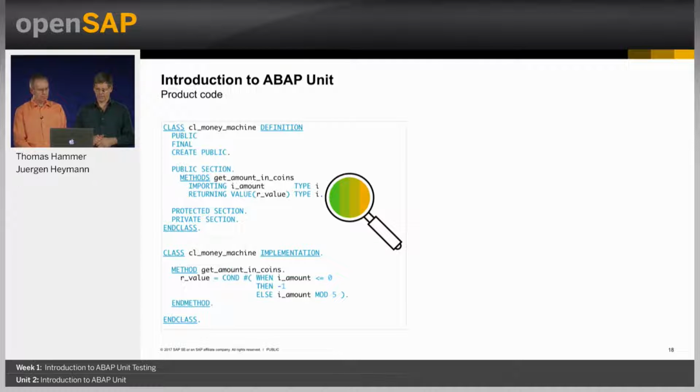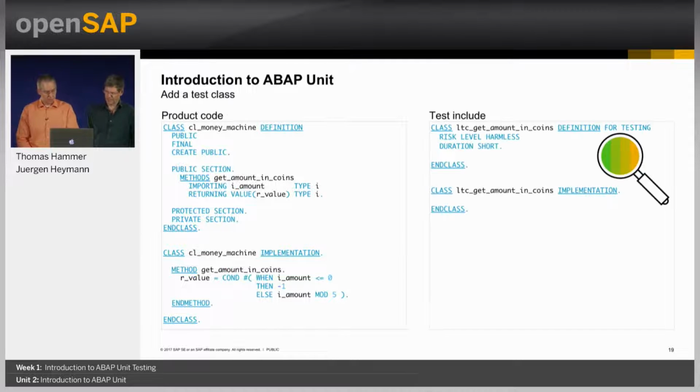So now we come to tests. Let's jump right into it. We go to the test include. That's the place where your test should go. And there we would like to write a test class. To make this a test class, we have to add the addition FOR TESTING into the definition part of this class. And additionally, we have to specify 2 more things which are used by the ABAP unit runner.